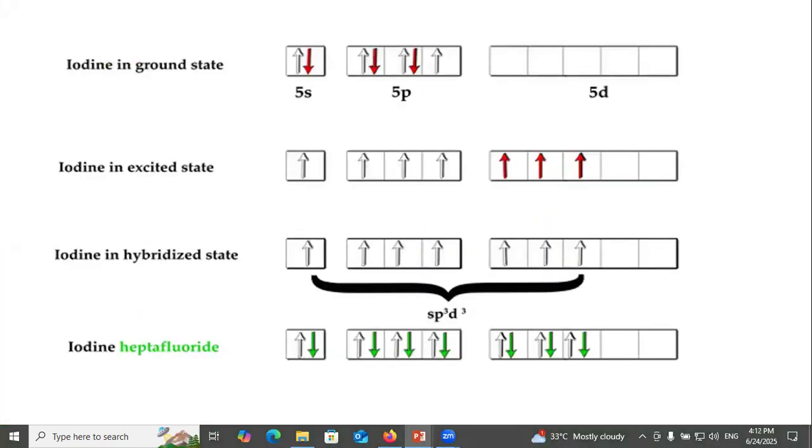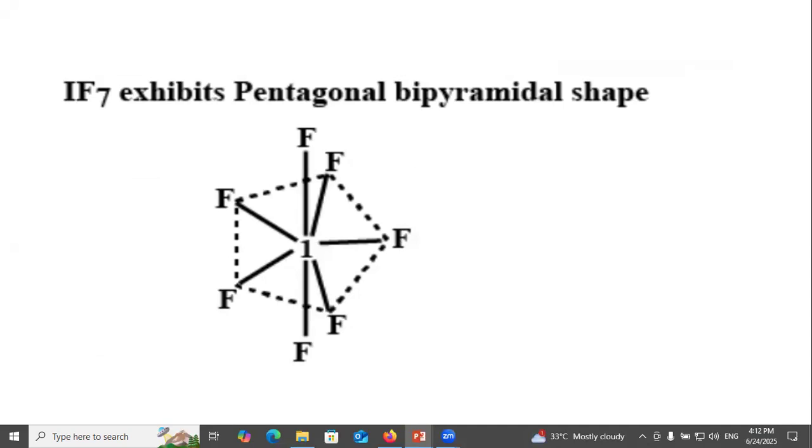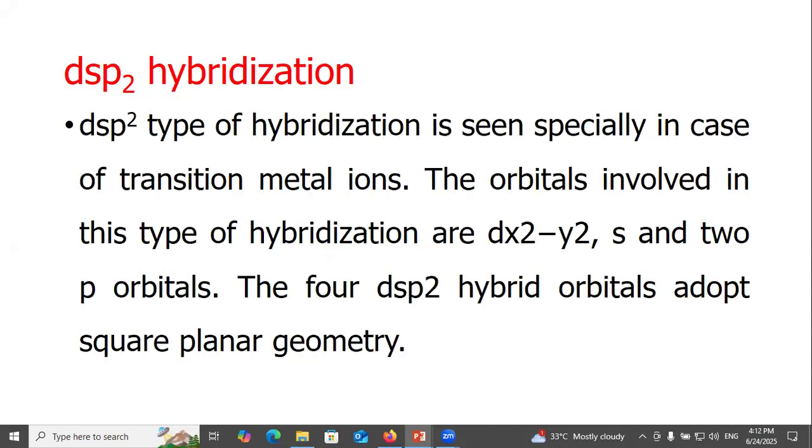In case of iodine heptafluoride, iodine in ground state 5s 5p, in the excited state, and iodine is in hybridized state sp3d3. Iodine heptafluoride exhibits pentagonal bipyramidal shape. dsp2 hybridization: dsp2 type of hybridization is seen especially in case of transition metal ions.